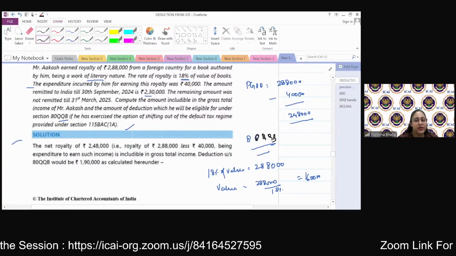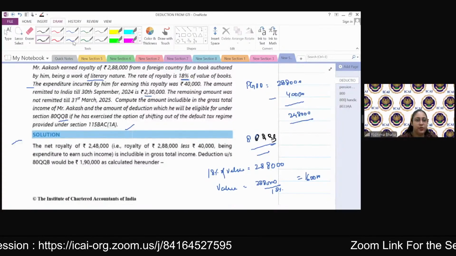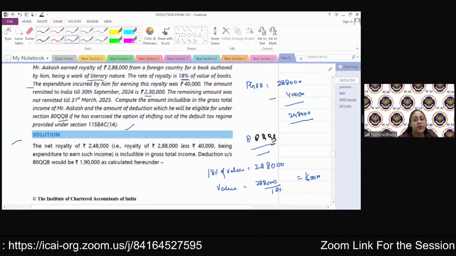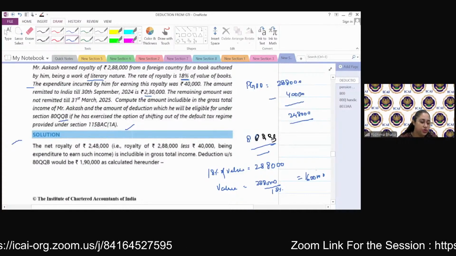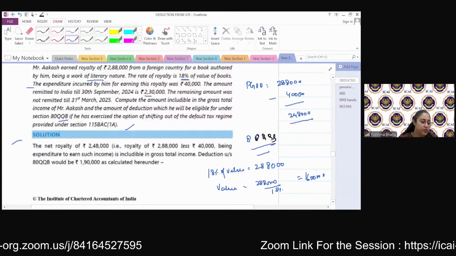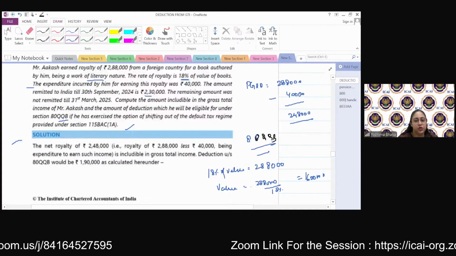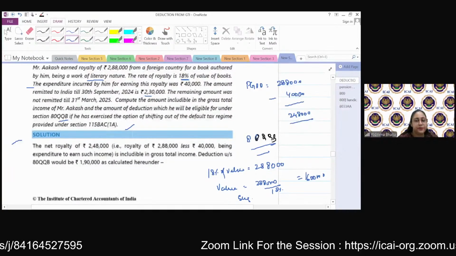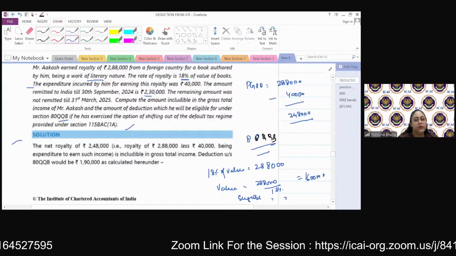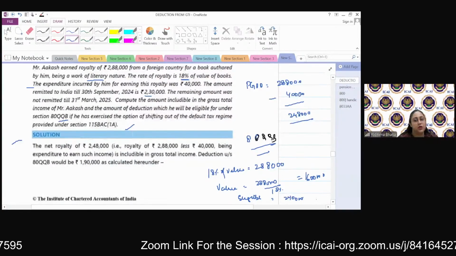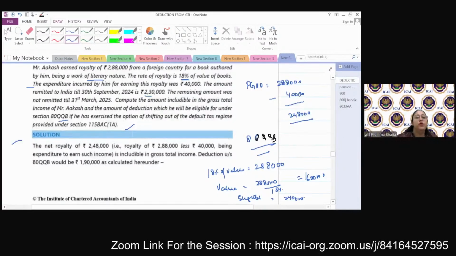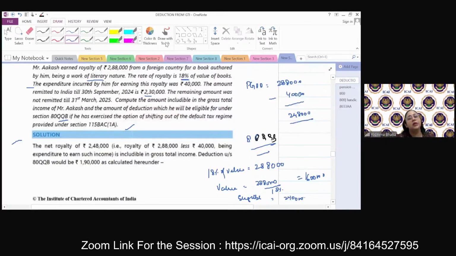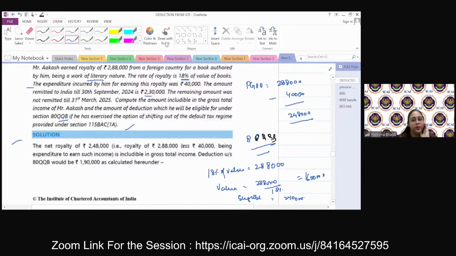Now 16 lakhs we have taken as the value. No problem. For 80QQB, what is the eligible royalty, which is 15% of the value of books sold? So eligible royalty is 2,40,000. ये समझ आया पहली बात कि 240 कैसे आया? सबको क्लियर हुआ how 240 came?